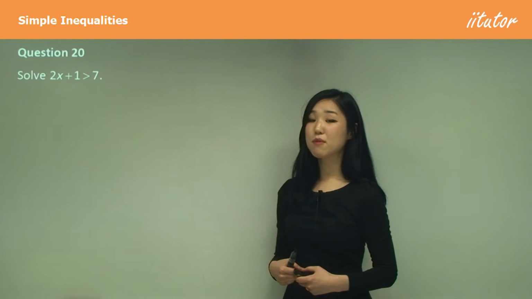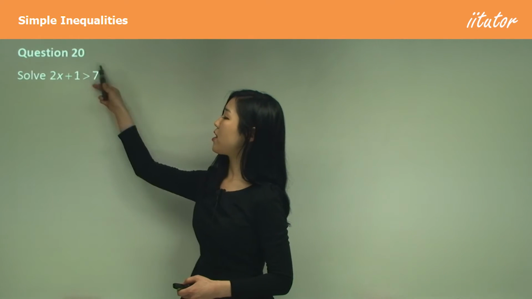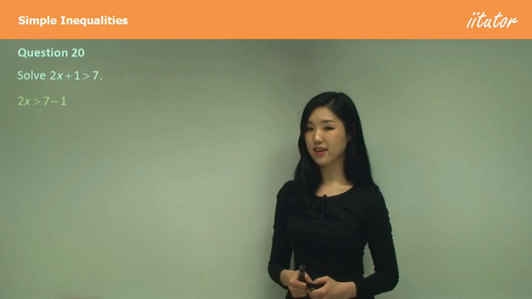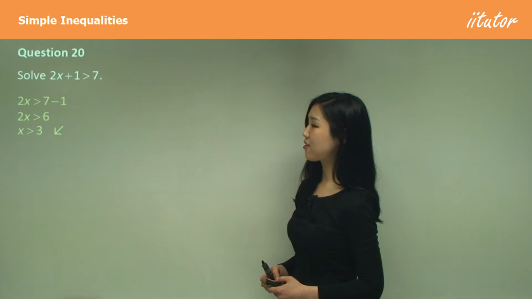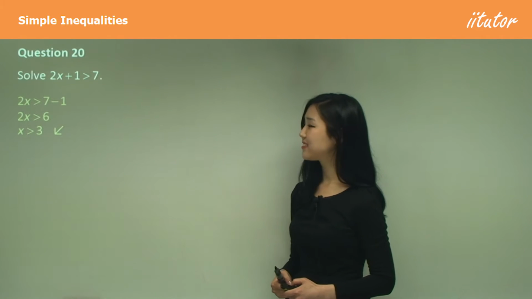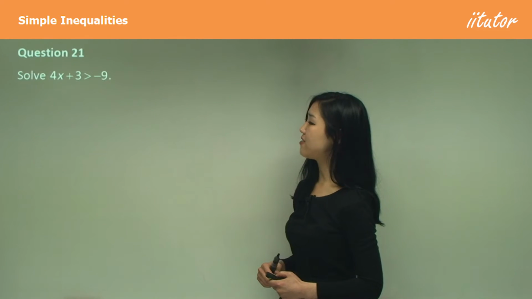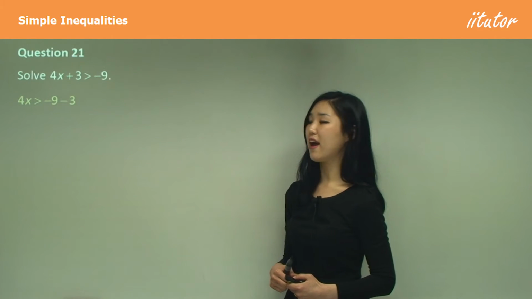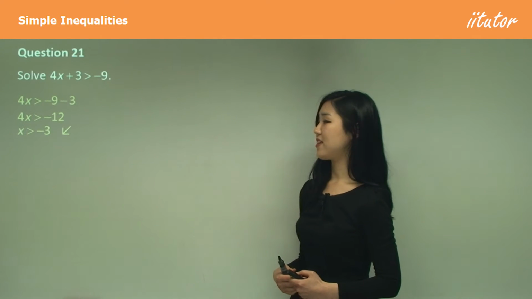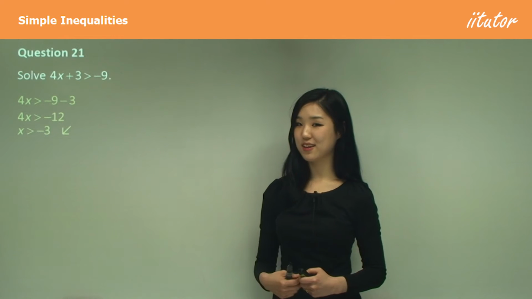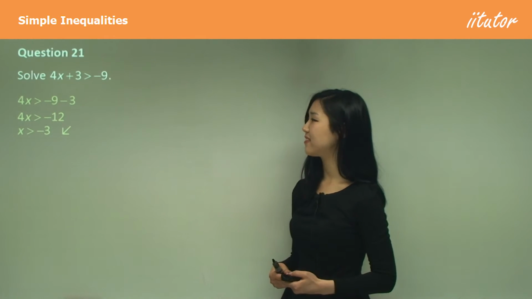And 20, remember what I said, guys, try to gather the constants together first. So I'm going to move the 1 over to the other side by subtracting it, which makes 6, and then divide by 2. So x is greater than 3. Okay? 21, do the same thing. Move the 3 over to the other side first. So I subtract 3 from negative 9, which makes negative 12. And then you divide by 4, so you get negative 3. So x is greater than negative 3 is the answer. Very, very simple, isn't it? Just need a little bit of practice.